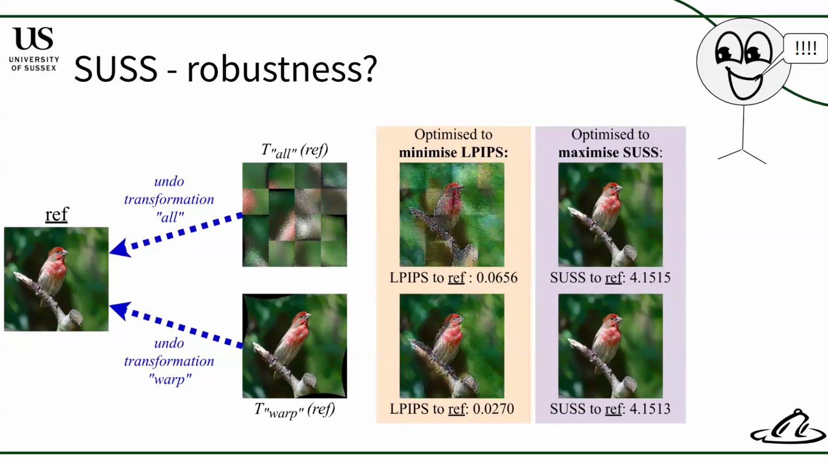And then lastly, we performed some small optimization tasks to show whether SUSS is robust or not. In this example, we applied some transformations to this bird image and then tried to recover the original image by optimizing it based on different similarity functions. So we used LPIPS, but also SUSS to maximize the similarity between the output image and the reference image. We showed that whilst LPIPS wasn't really able to go back to the original image, with SUSS we could uncover the transformation perfectly.